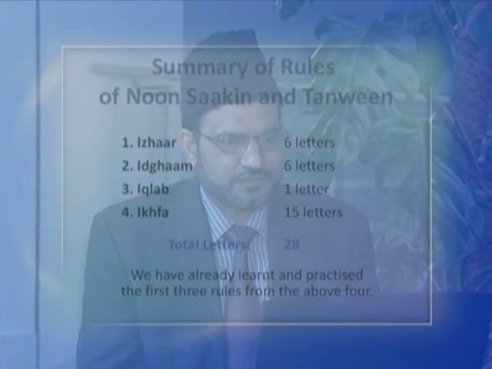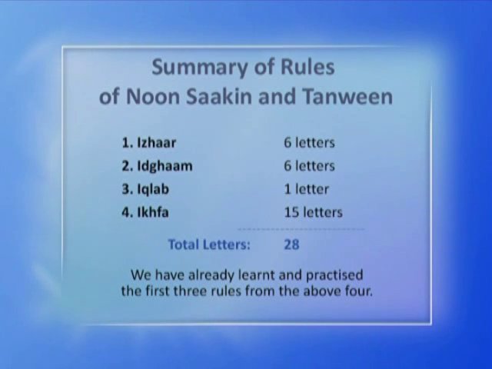Well done. Now this is the summary of rules of Noon Saakin and Tanween. Izhar 6 letters, Idghaam 6 letters, Iqlab 1 letter. These are 13, and the next leftover is 15. So Ikhfa are the 15 letters, and the total is 28 letters.